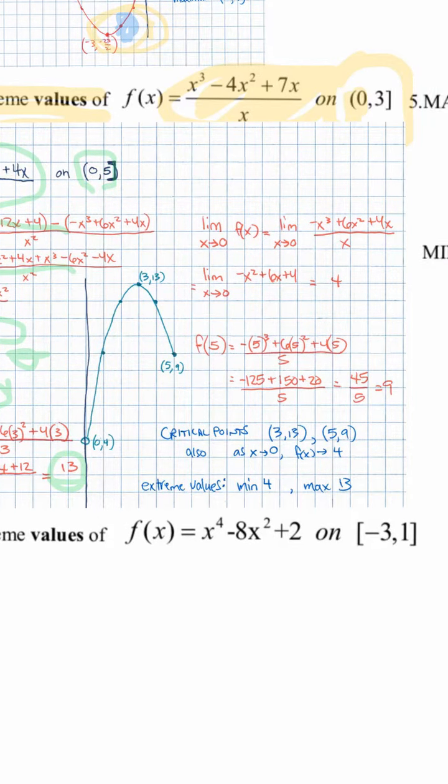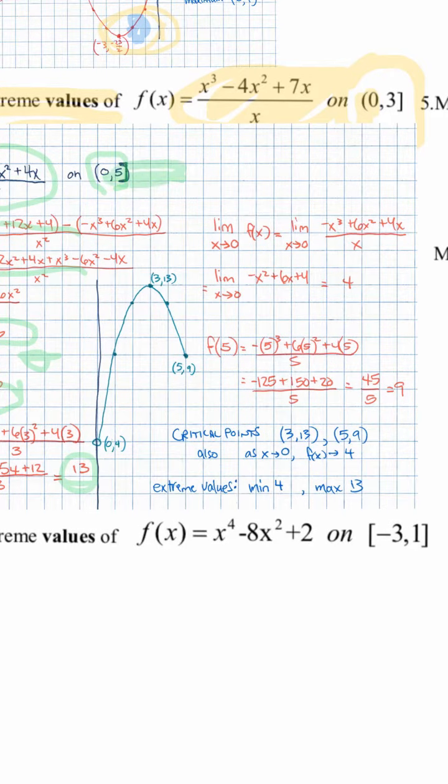So the next part of this is actually really important too, because I have to look at the endpoints on our interval, right? So because I can't really plug in 0, I took the limit as x approaches 0, factored everything out, plugged 0 in, and I did get 4. So if that were a point, unfortunately it's a hole, but if it were a point, it would be at 0, 4. Then I took a look at the 5, and I plugged that into the original function. Again, I didn't factor out the x. I could have. In the end, I got 9.